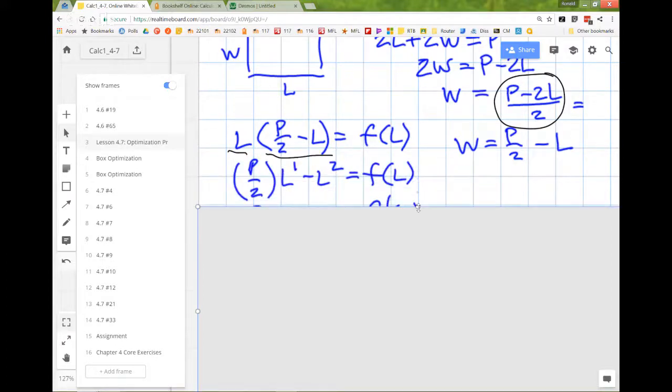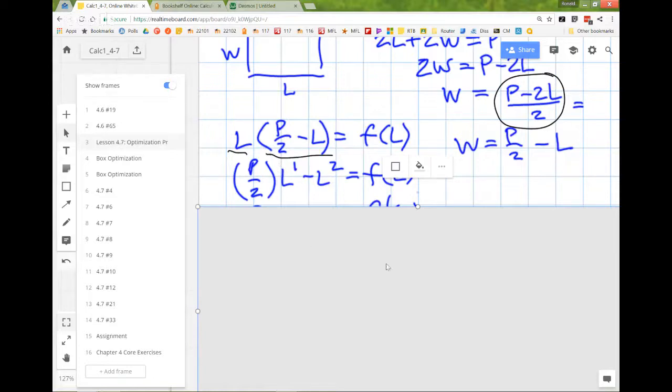So now we can go ahead and multiply this thing out. I mean, P over 2, if P is a constant, P over 2 is a constant. You don't have to do anything there.